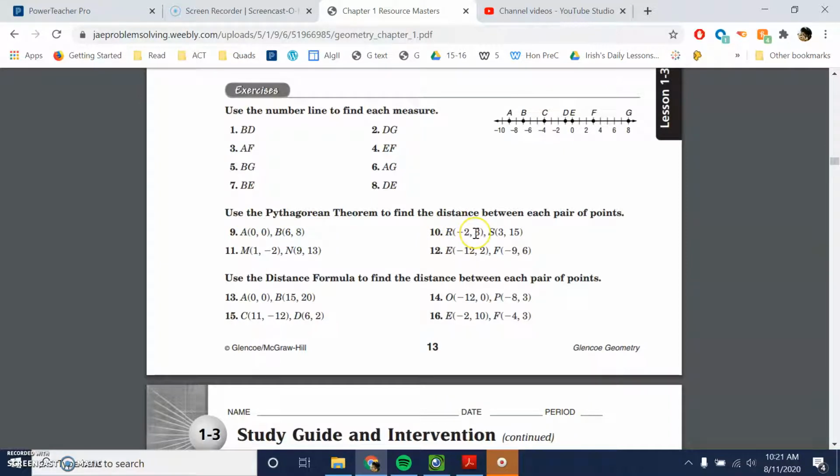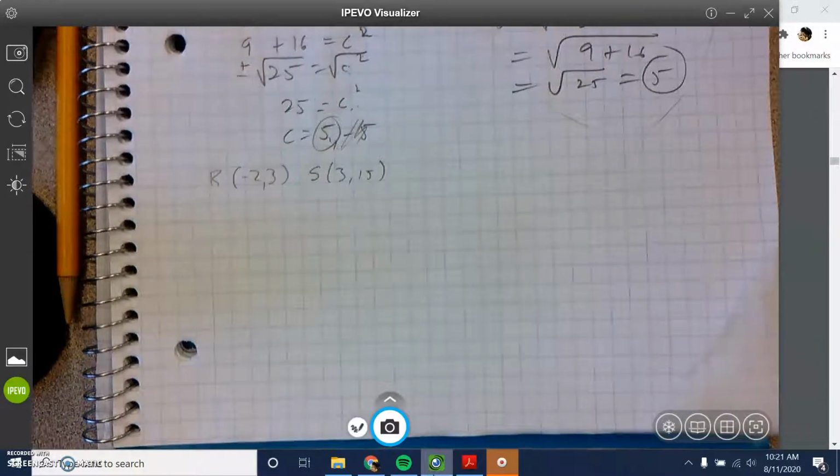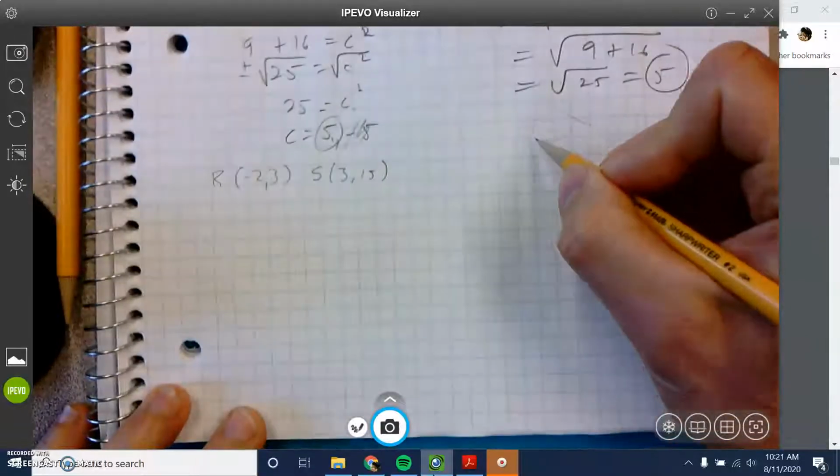10 right here. So we have R, which is -2, 3, and I have S, which is 3, 15. Cool. All right, let's go to our notebook and see if we can get it. I know it says Pythagorean theorem, but we're going to do it both ways.